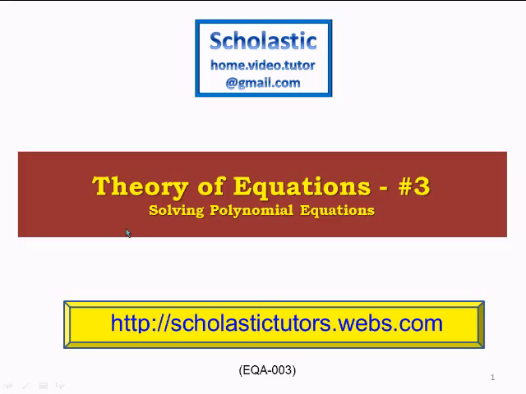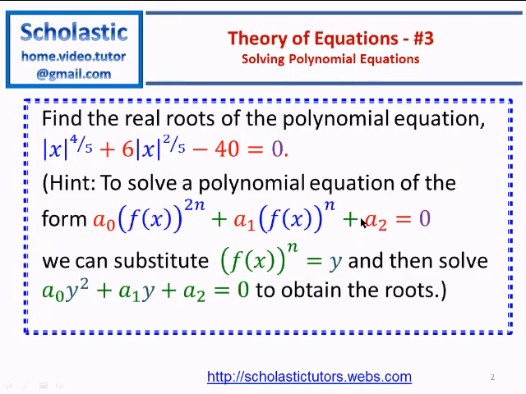Welcome back. Theory of equations, solving polynomial equations. Here's the question. Find the real roots of the polynomial equation |x|^(4/5) + 6|x|^(2/5) - 40 = 0.